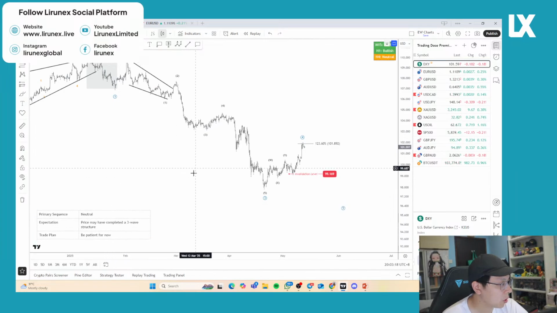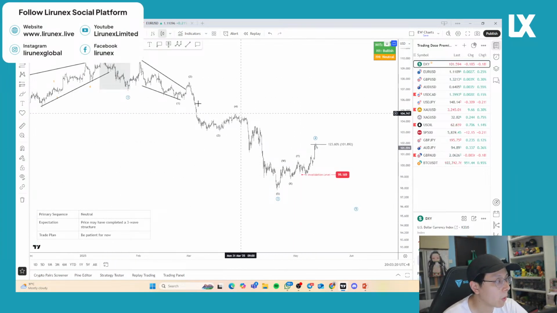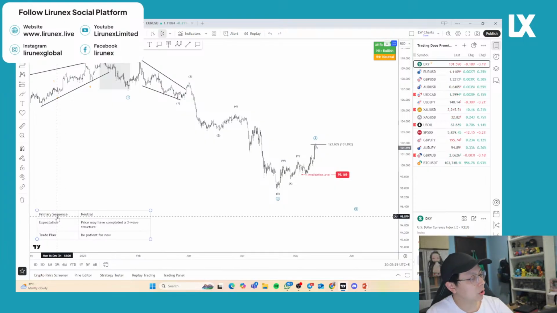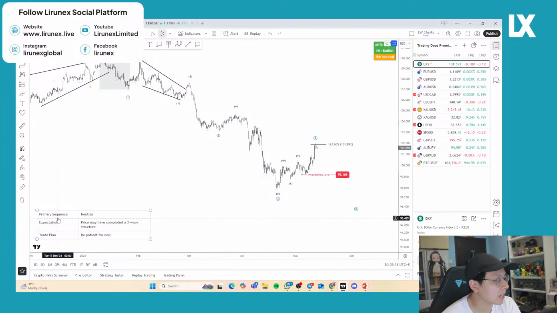If you look at the chart on screen, there are a couple of things going on. Of course, there's the main chart, and then you would see a table which has the information about primary sequence, expectation, and trade plan. Primary sequence is essentially the 4-hour overall trend, whether it is bullish, bearish, or neutral. Expectation is basically what I'm expecting the market to develop, what I'm expecting the market to do. And then trade plan is essentially, if there's something worth noting, that's what we'll be looking out for.